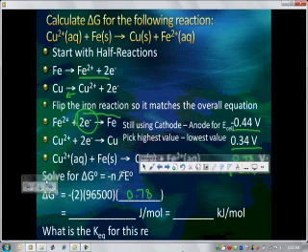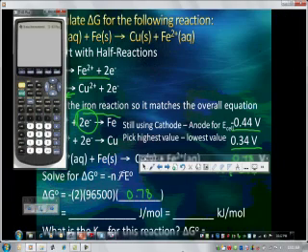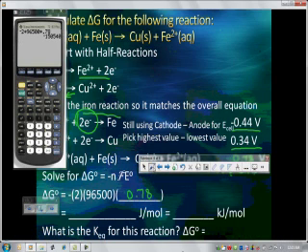Back to the calculator. Here we go. Time to start pushing buttons. We're going to take a negative 2 times 96,500 times our E cell, which we got 0.78 volts. And my overall answer is a negative 150,540. And of course I don't get to keep all of those sig figs, only 2 sig figs are allowed.